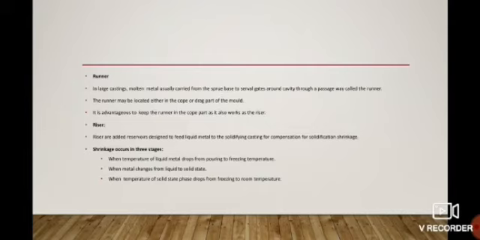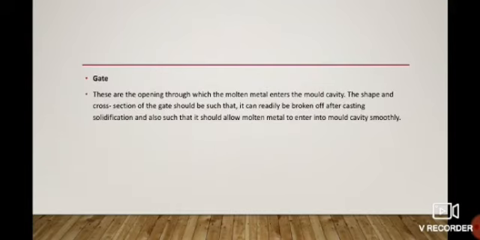Riser. Risers are added reservoirs designed to feed liquid metal to the solidifying casting to compensate for solidification shrinkage. Shrinkage occurs in three stages. First one is when temperature of liquid metal drops from pouring to freezing temperature. Second one is when metal changes from liquid to solid state. Third one is when temperature of solid state phase drops from freezing to room temperature.